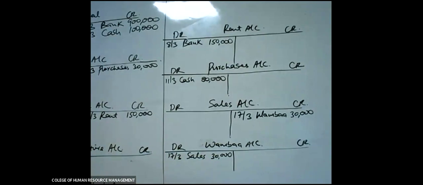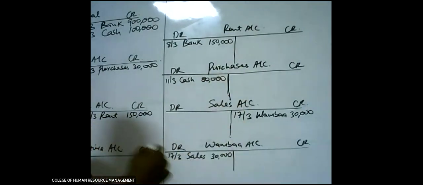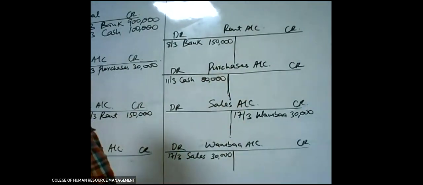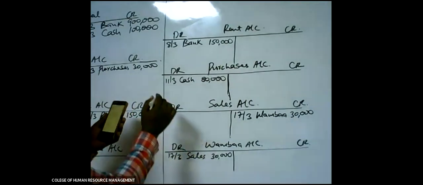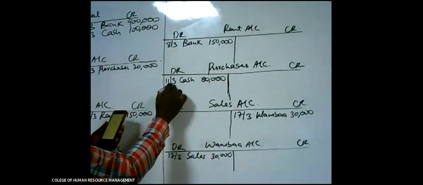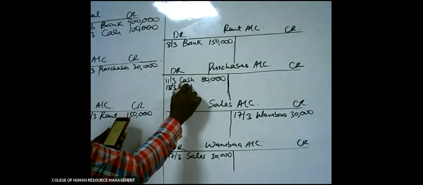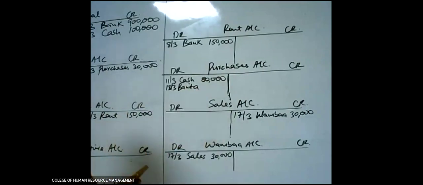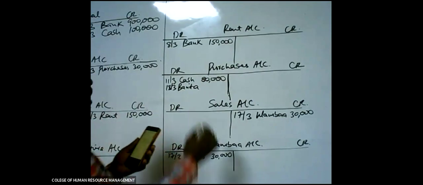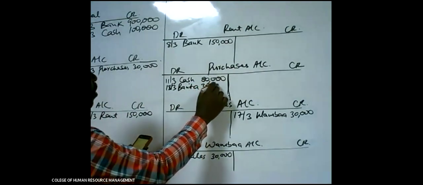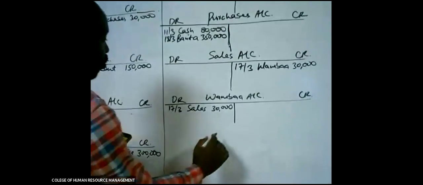On 18th, we purchase goods. When you buy goods, regardless of the mode of buying them, purchases will be debited. So debit, this is on 18th of March. We bought them on credit from Banita. So you write the name of the supplier there. How much were these goods? 350,000. So we owe Banita. Banita is a liability to us. We credit you.